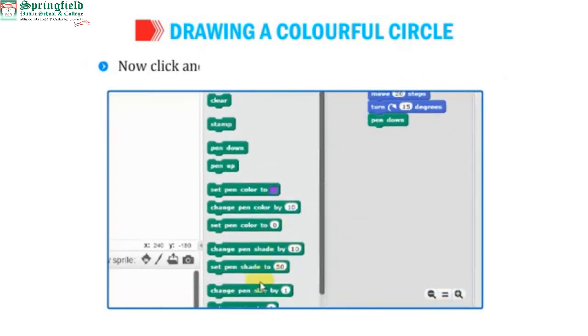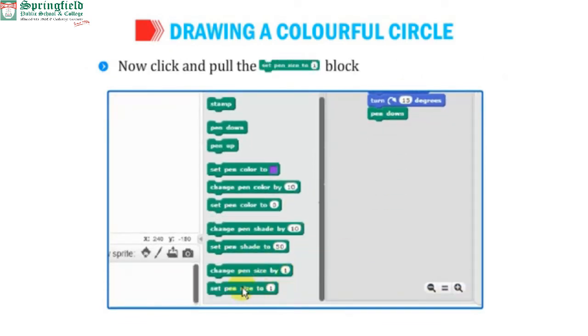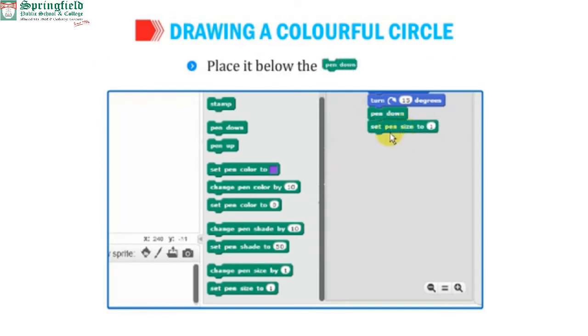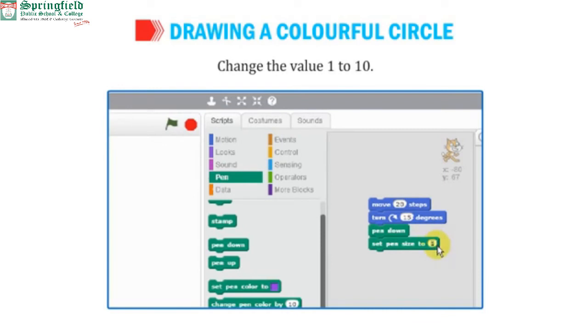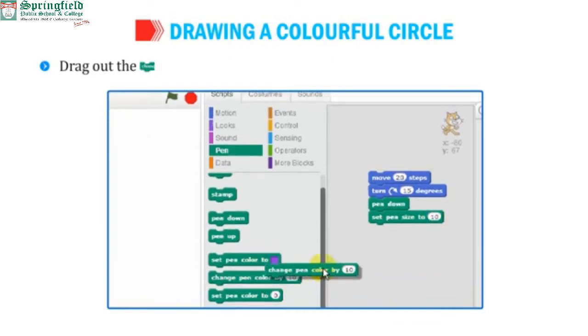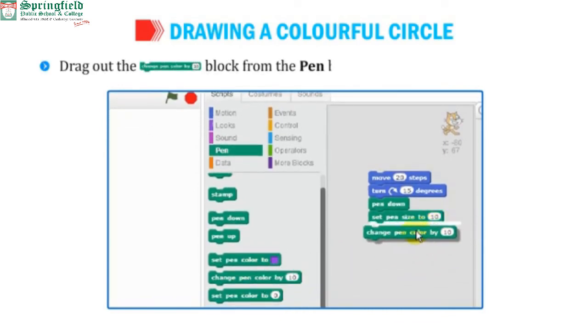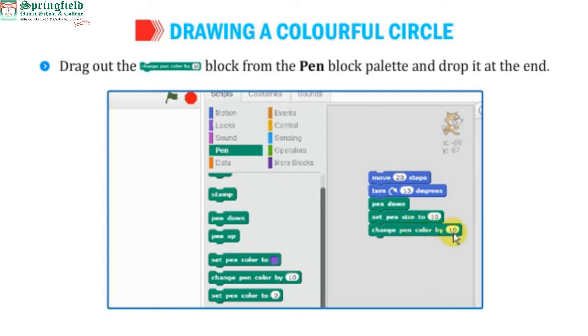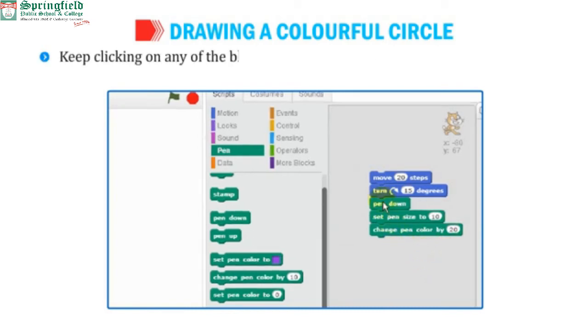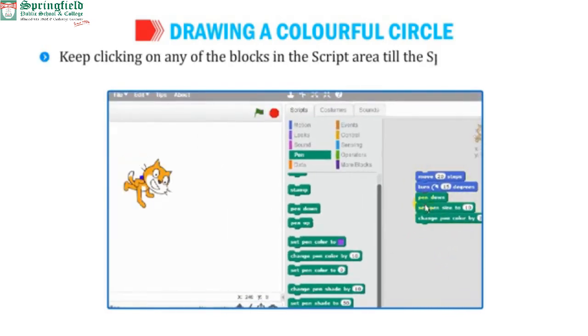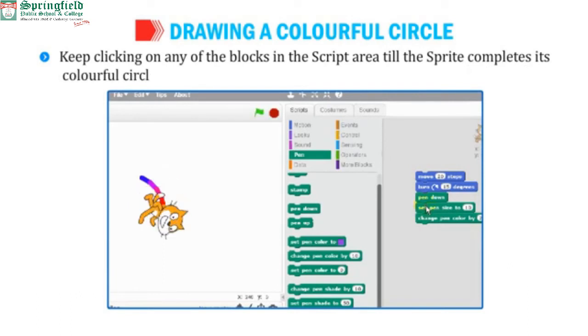Now click and pull the Set Pen Size to 1 block onto the script area. Place it below the Pen down block. Change the value 1 to 10. Drag out the Change Pen Color by 10 blocks from the Pen block palette and drop it at the end. Change the value from 10 to 20. Keep clicking on any of the blocks in the script area till the sprite completes its colorful circle.